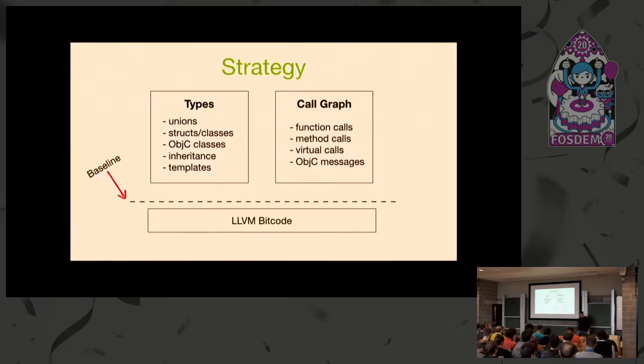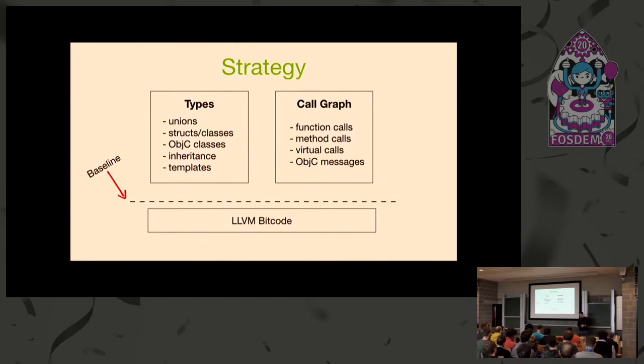So the strategy was that we take LLVM bitcode as a baseline, and then, oriented by feedback, customers say, okay, we don't see something in Objective-C code, and we just add support for that. We are driven by feedback in this case.